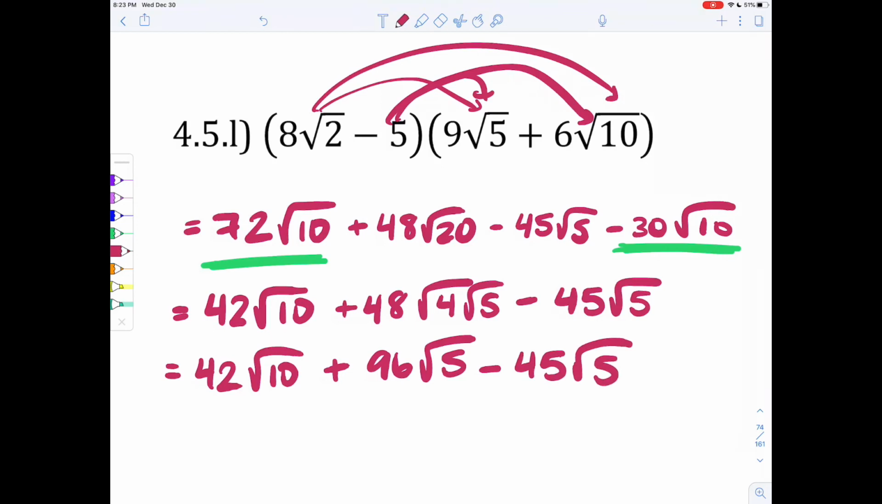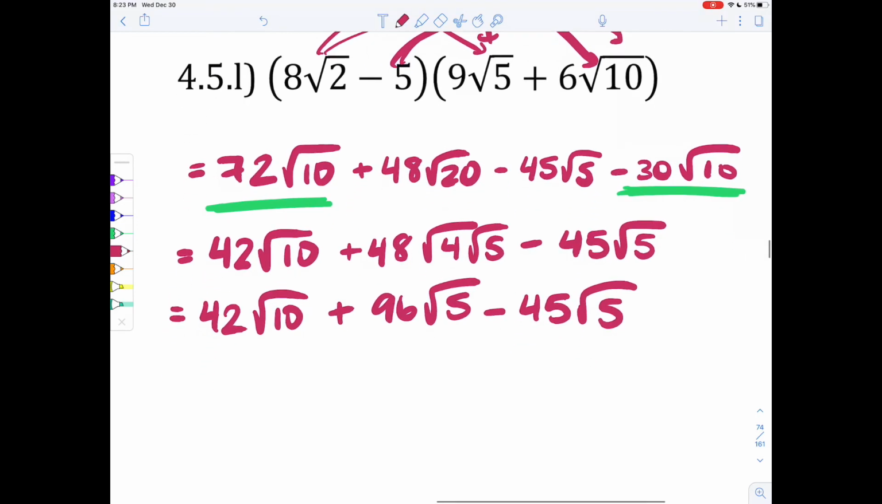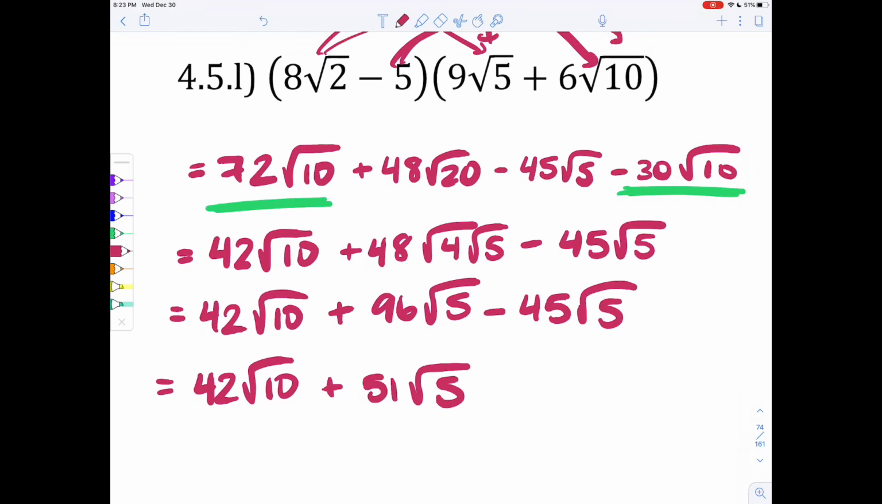Oh, hello there. We have 2 root 5s. Well, actually, we have a 96 root 5 and a negative 45 root 5. And they're just hanging about. If only they could be collected. And they can actually be. So that's nice. So we end up with 51 root 5.